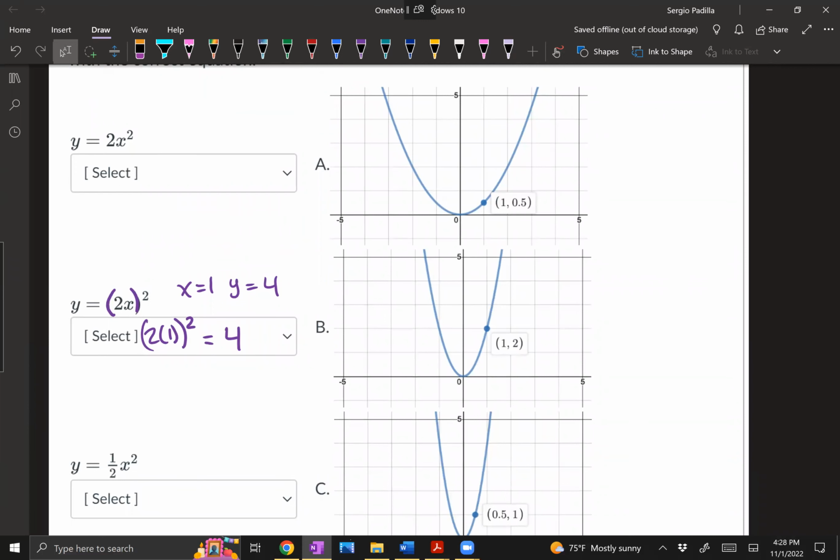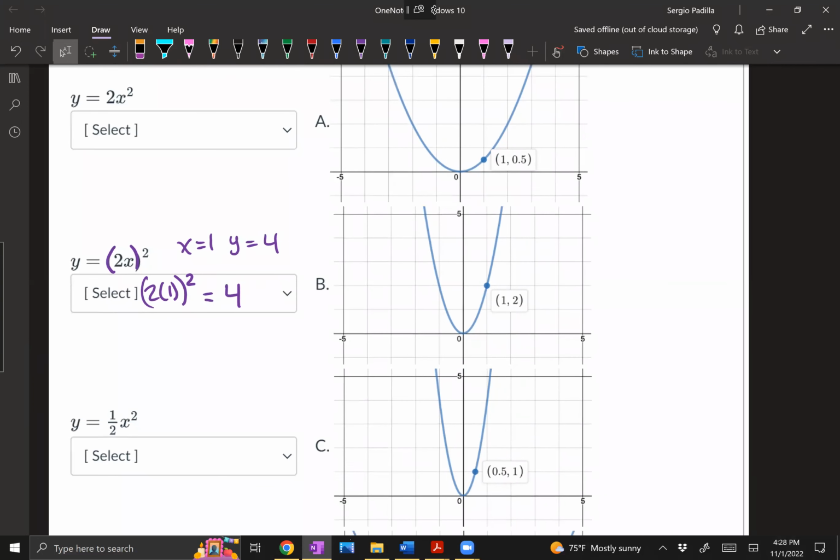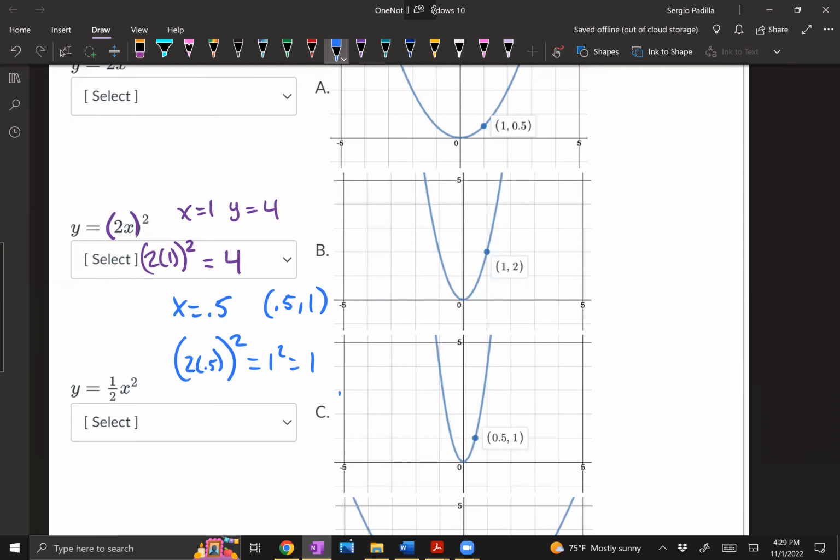So you have to think, okay, how could I get one of these points then? What's happening in (2x) squared is that whatever x value I'm plugging in, it multiplies it by 2, right? So let's instead try something like x equals 0.5. If x was equal to 0.5, then I would do 2 times 0.5, then square that. What's 0.5 times 2? 1. So 1 squared would give me 1. So I'd have the point (0.5, 1), which you can see is this guy right here, C. So the first one here should be C.